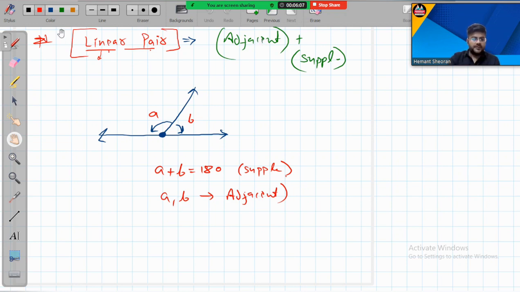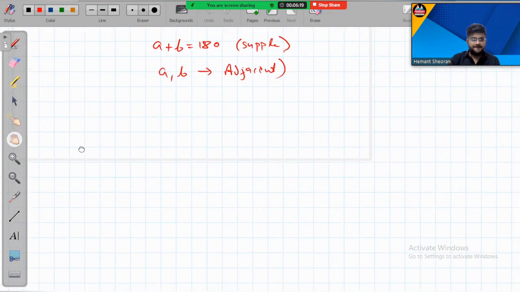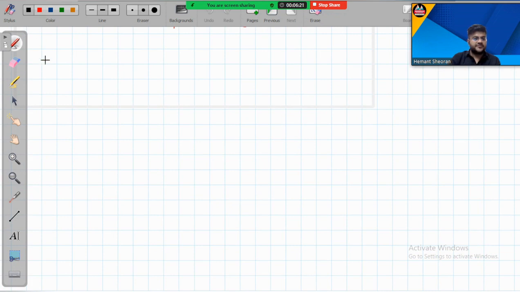So what are we going to do in it? Firstly, we will be starting with a few questions on the basis of the complementary and supplementary part. Let's cover that portion first. If I give you a simple question on the complementary and supplementary thing.